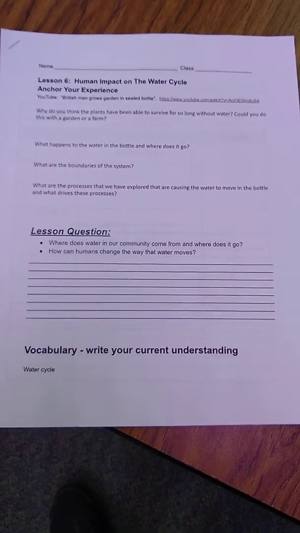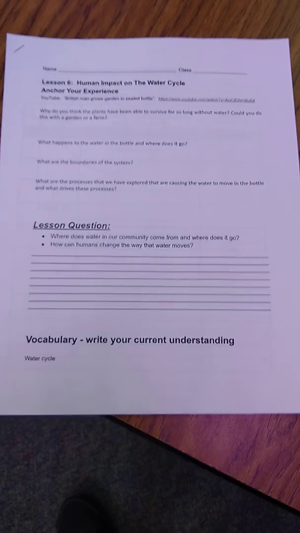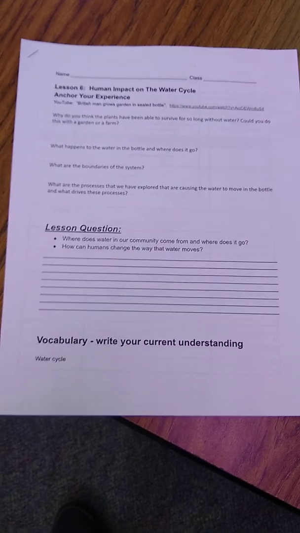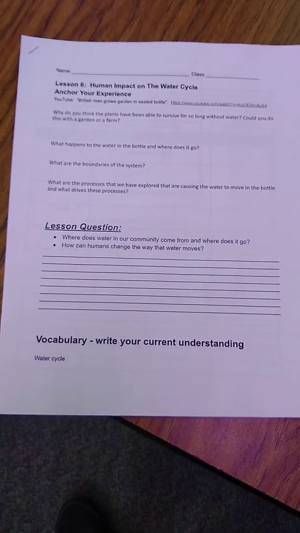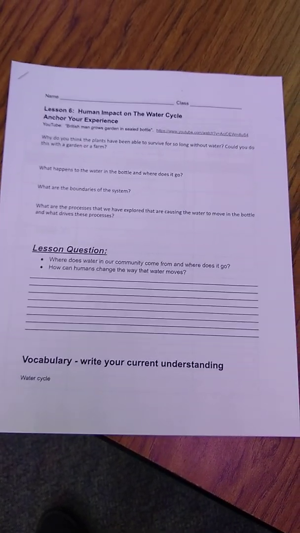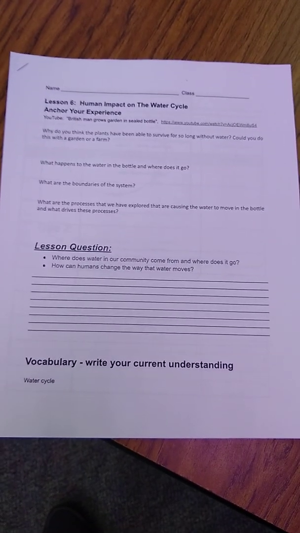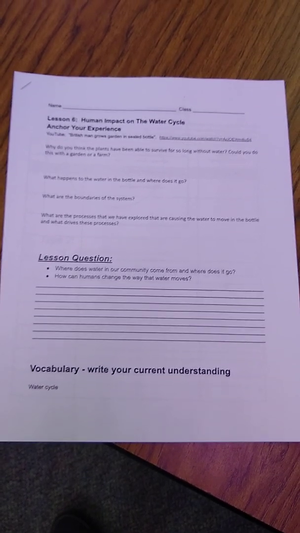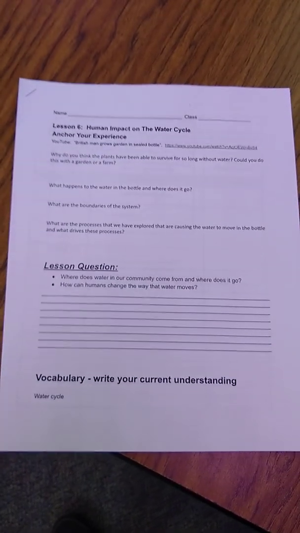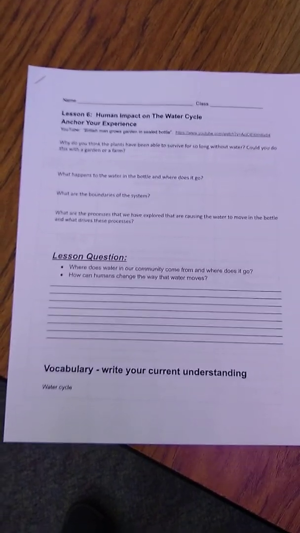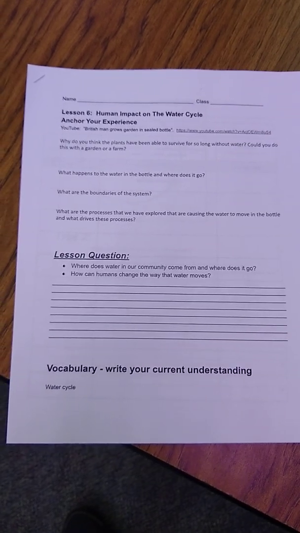The lesson question for lesson 6 is eerily similar to the lesson question for lesson 1. You can kind of see how everything's cycling back. See what I did there? Cycling, water cycle. Okay, so it's cycling back to the beginning and coming full circle here. Lesson question: where does water in our community come from and where does it go? And how can humans change the way that water moves? So pause the video and take care of the anchor video, those questions, and the lesson question.